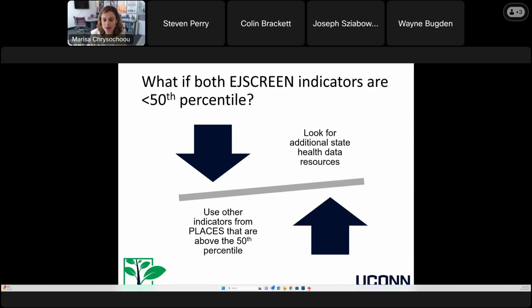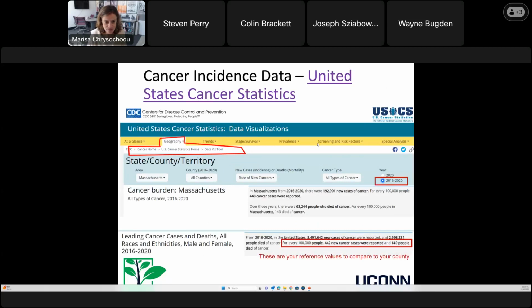First, we want to make sure that you have the information on the additional state health data resources that you can look to build your case. So the first one that you can use is cancer incidence data. This is from the United States Cancer Statistics. The difference, you will have access to this PowerPoint, so you can get the link to this.